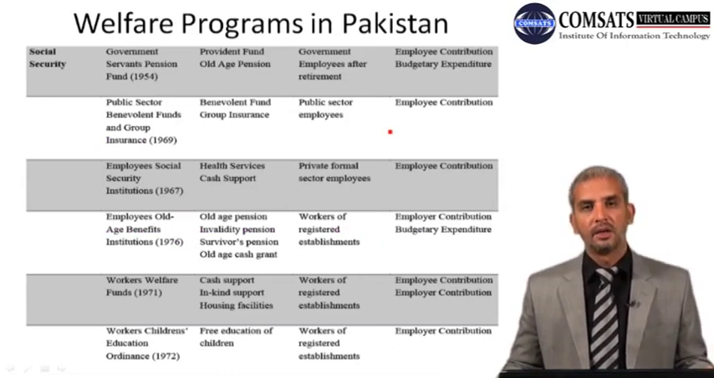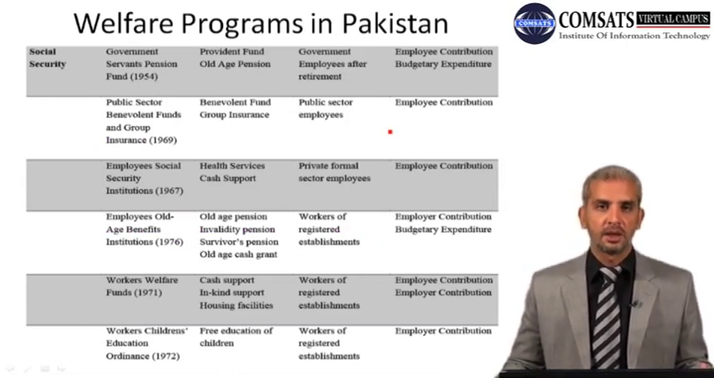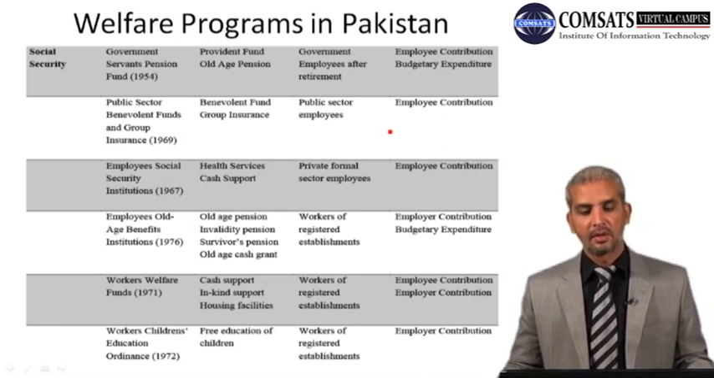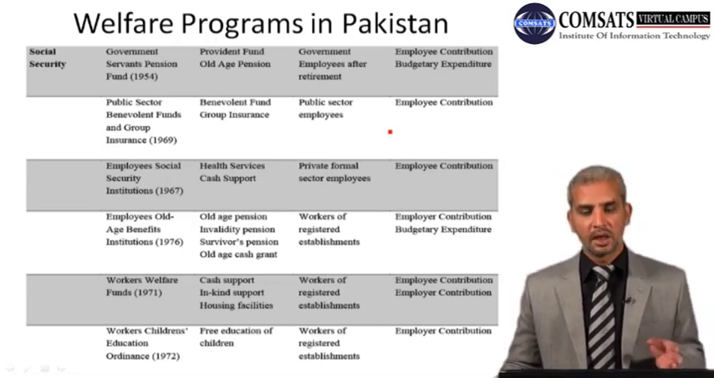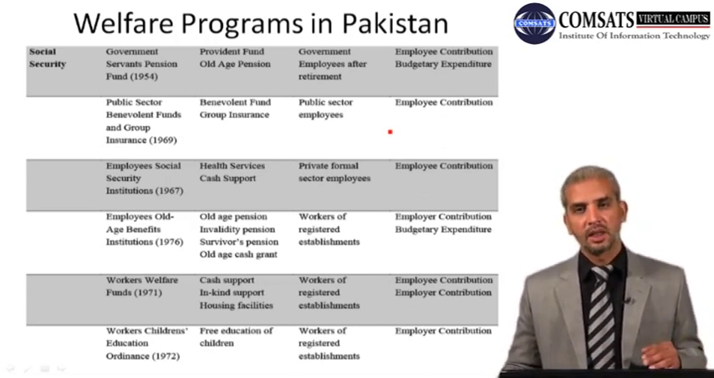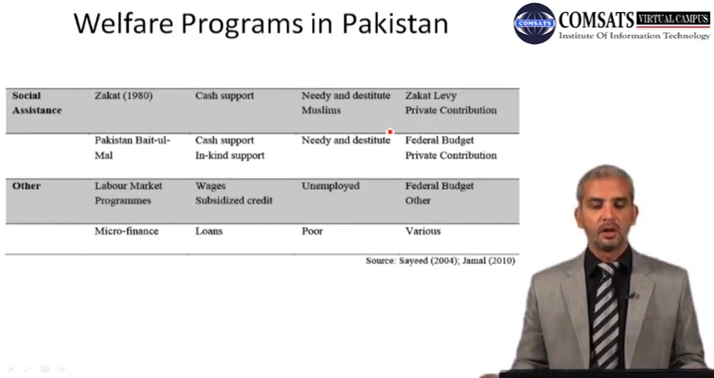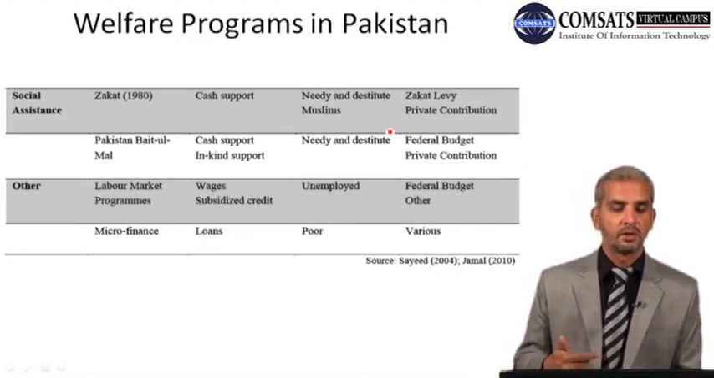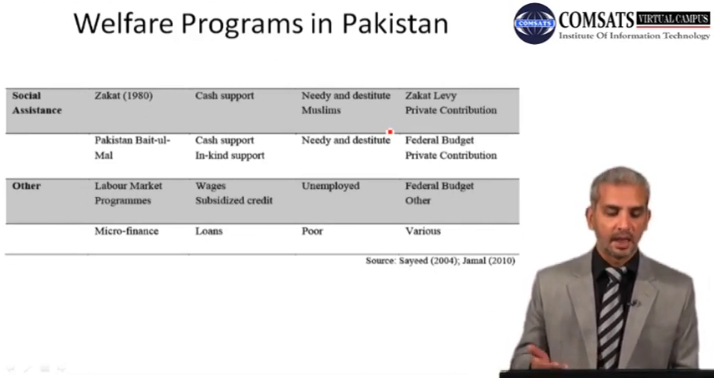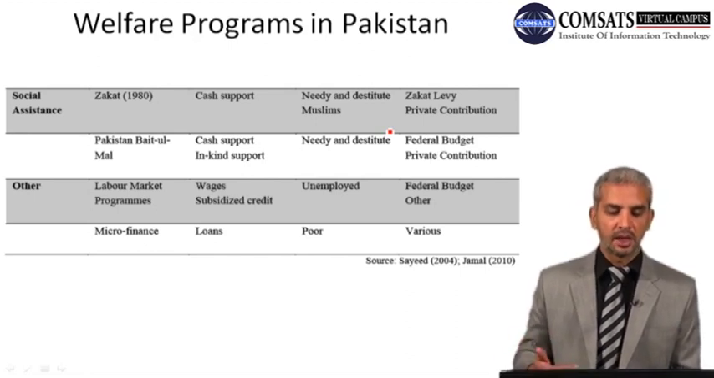Then we discussed the programs by the Government of Pakistan, welfare programs starting from 1954, and this is a list of various social security programs started by the government, and we also mentioned who is eligible for it, and where the sources of funding for these social security programs are. We also discussed the social assurance programs of Zakat and Pakistan Baitul Mal, as well as other programs in terms of labor market and microfinance.